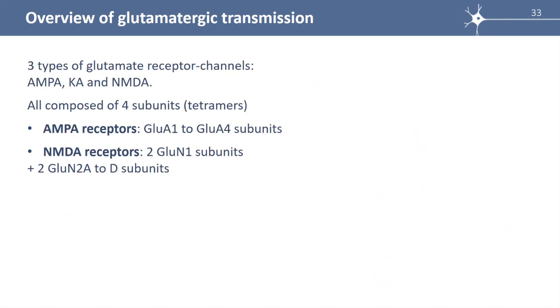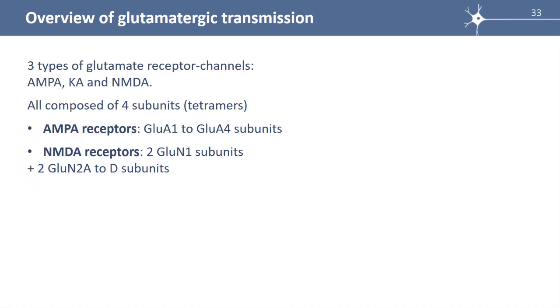In summary, there are three types of glutamate receptors, AMPA, kainate, and NMDA, that are named for the agonists that selectively open them. They are all composed of 4 subunits. They are tetramers. AMPA receptors are made up of GluA subunits. NMDA receptors are made up of GluN subunits. And kainate receptors, that we did not study here, are made up of GluK subunits. We did not study the kainate receptors, but they are very close to the AMPA receptors.